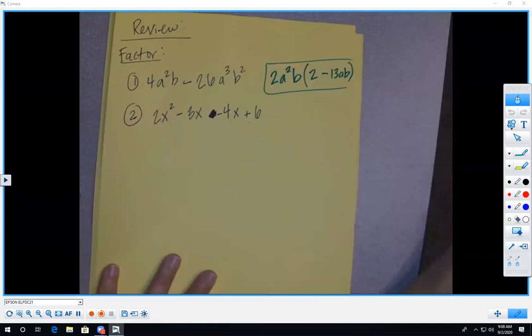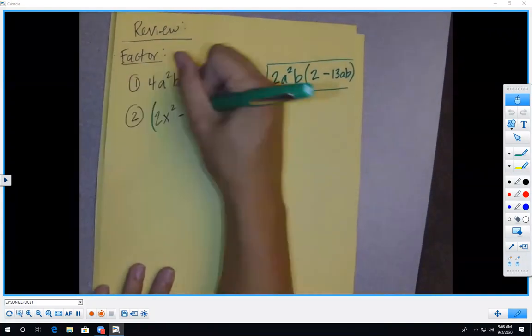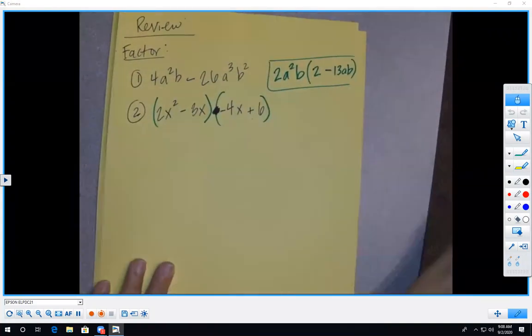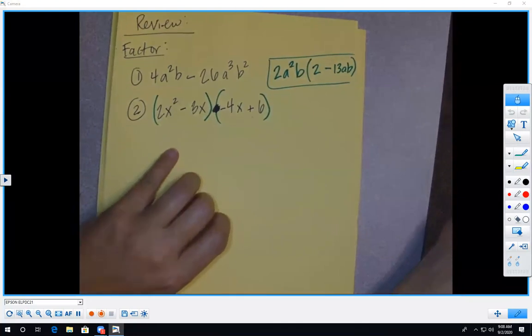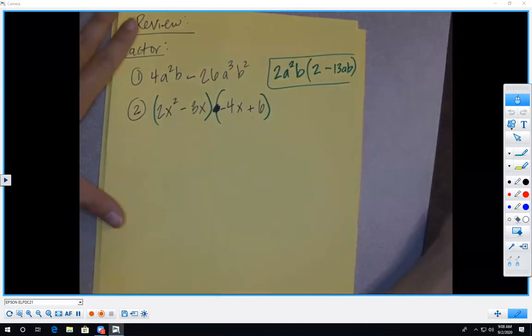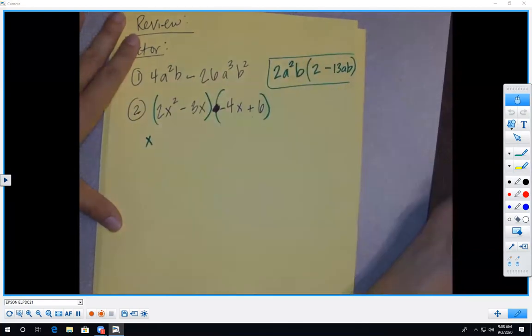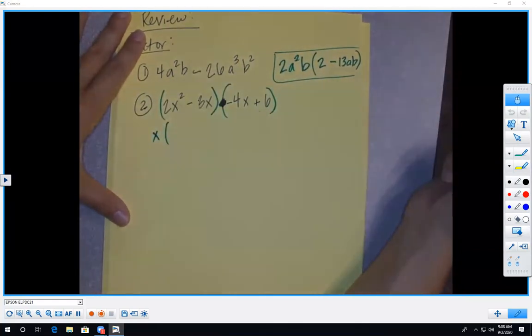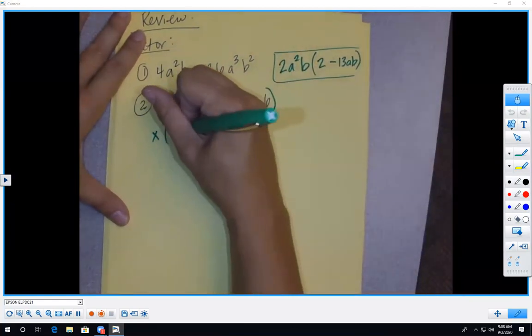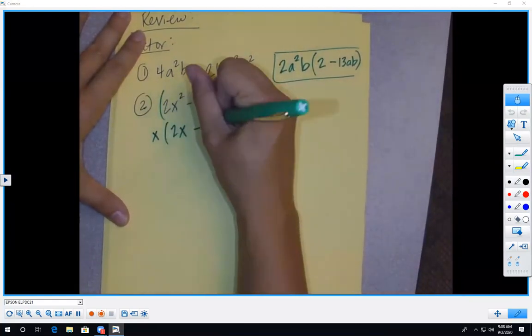For the second one, we need to put it in two groups. So the first two, 2x squared minus 3x, the greatest common factor there is x. I'm going to take out an x from both of those. Left over is 2x minus 3.